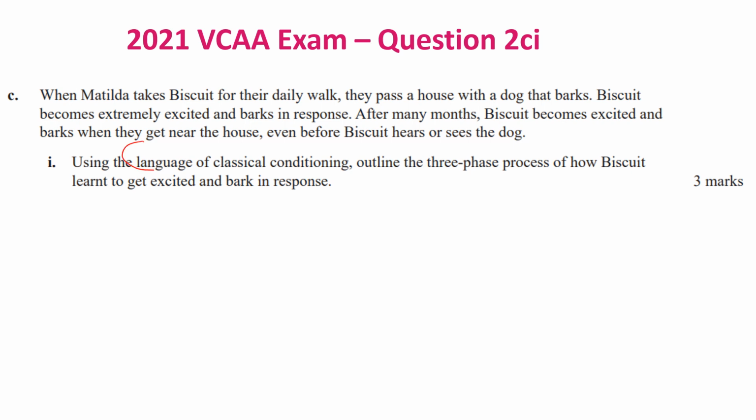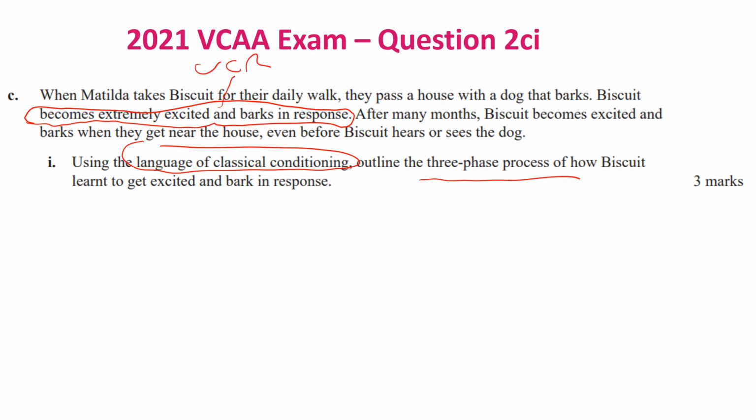So we've got to use the language of CC. We've got to take the three-phase approach. So we go to the middle part of the stem of the question. It says here, Biscuit becomes extremely excited and barks in response. So we know that that is a response. It says it in the question. That's a UCR.